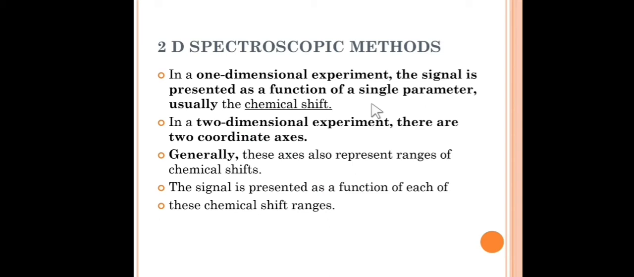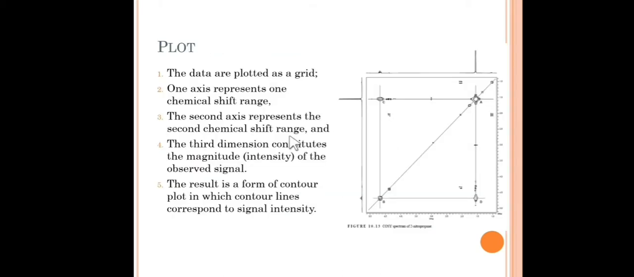So in a two-dimensional experiment there are two coordinate axes. Actually, the two coordinate axes have the same chemical shift. So on one axis there is one chemical shift range, and that same chemical shift range is plotted on the other axis. Finally, the signal is presented as a function of each of these chemical shift ranges. I will explain it in the next slide.